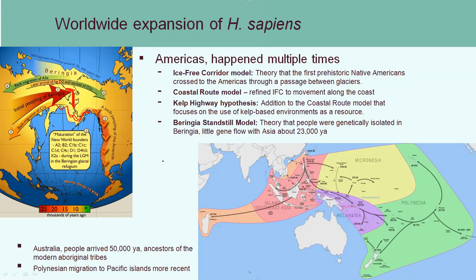And then in addition to that, we have the Beringia standstill model saying that as these people migrated across this landmass, there was going to be very little gene flow between them and their Asian ancestors. So they would have been evolving as they were, isolated in this area. And in fact, in this area in Canada and Alaska, we do still have the Alaskan Inuits, who are their own ethnic group who have been there now for thousands of years.